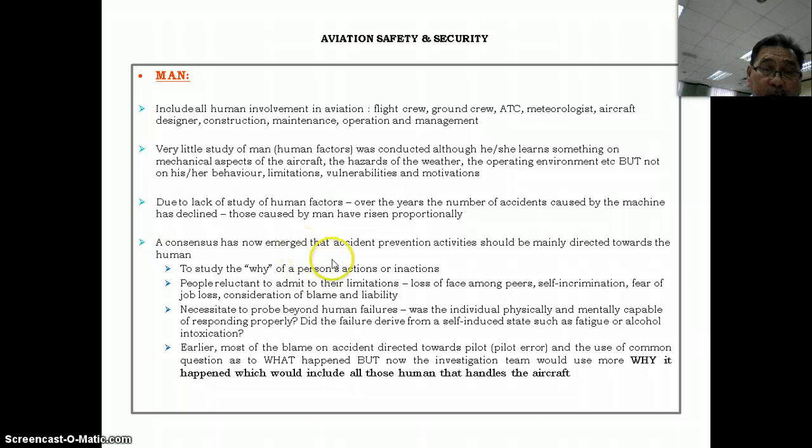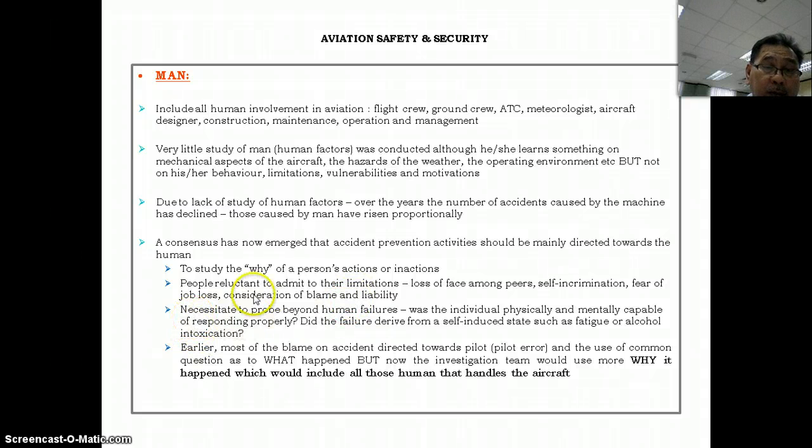Consensus has now emerged that accident prevention activities should be mainly directed towards the human, to study the why of a person's action or inaction. People are reluctant to admit to their limitation, loss of faith among peers, self-incrimination, fear of job loss, consideration of blame and liability.